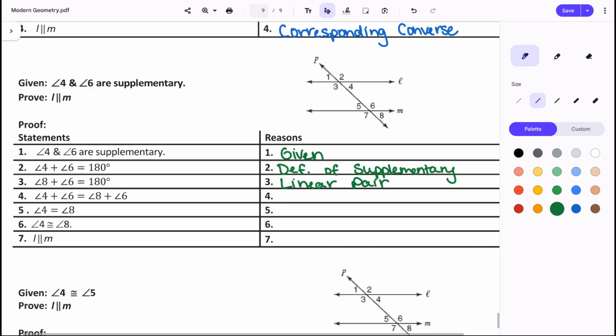They're trying to make this connection between 4 and 8, so we're just following what they're doing. So far we've said that 4 and 6 add to 180. Then they made a connection from 6 to 8, saying that they're also going to add to 180 because of a linear pair. Now, eventually what I'm trying to do here is get from 4 to 8, so that I can use my corresponding converse. So I'm not quite there, but I'm close.